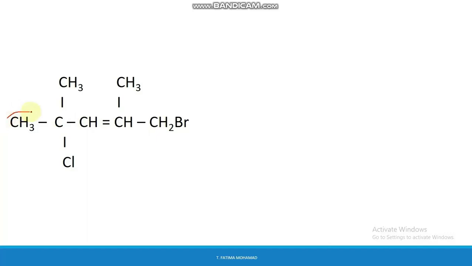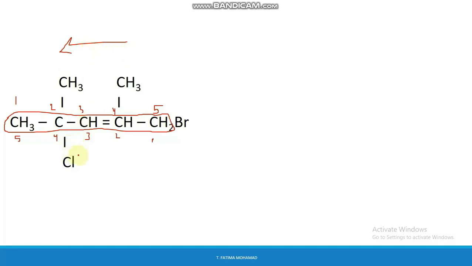It's the same, so it's easier to take the straight one. Okay, so let's number them: 1, 2, 3, 4, 5 in this direction, and 1, 2, 3, 4, 5 in the opposite direction. Counting from right to left, the double bond is between 2 and 3, and from left to right it is between 3 and 4, so it's better to take 2 and 3. So we will count in this direction, from right to left.